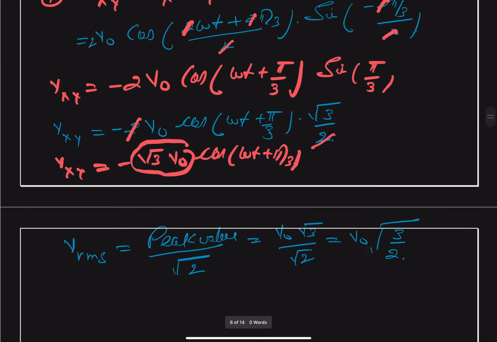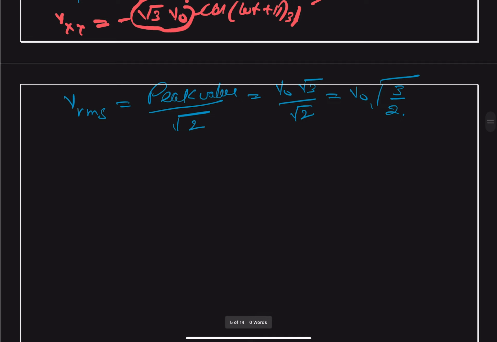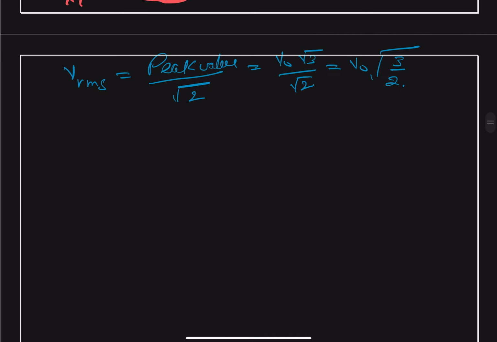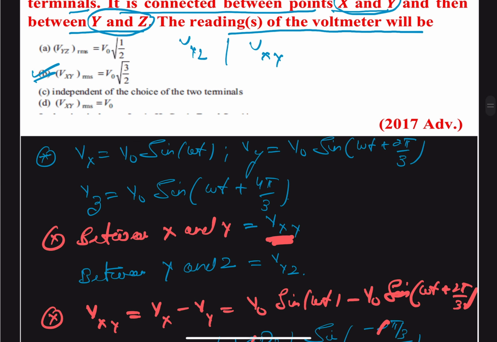Similarly, okay, let me check. Yeah, so B part is correct one. So from here we can say option B is correct. Similarly, we can find out our first part, A part, that is Vx.